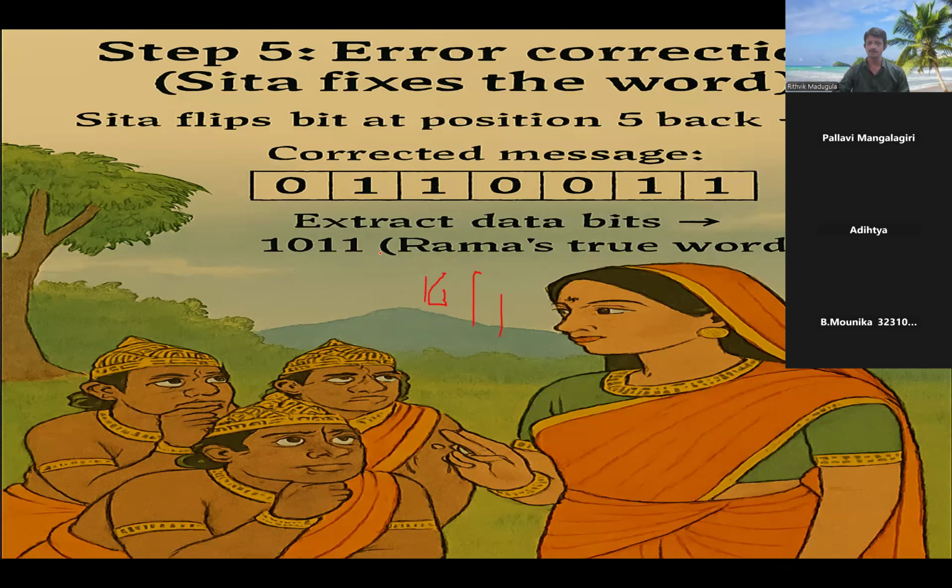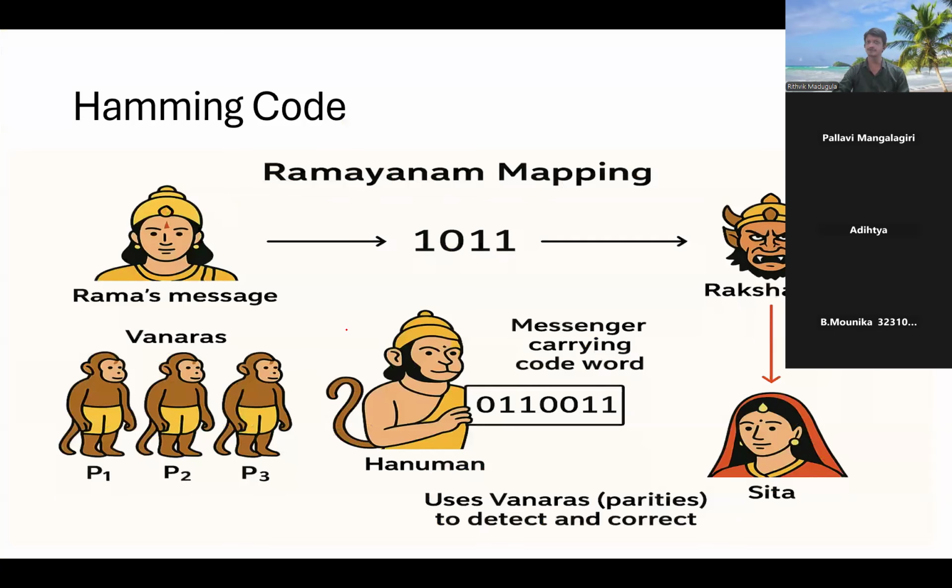Hope we have discussed the two concepts: error detection and error correction. This is Rama's message, and when transmitting the message, the Rakshasas are going to manipulate it. And if the message is manipulated in transmission, there are some sort of issues that occur. So this is the entire analogy of Hamming code, error detection and correction. Hope I have made it clear regarding the error detection and correction strategies.